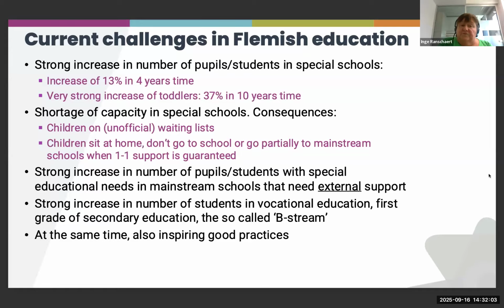We have a strong increase in the number of pupils with special educational needs in mainstream schools that need external support. And we also have a strong increase in the number of students in the first grade of secondary education, vocational education, the so-called B stream, as we call it over here. So we see that a lot of these figures are very important to look at. It's difficult to change when you see this, but at the same time, we also have fine, inspiring good practices in regular schools, in cooperation between the educational systems, regular and special education.